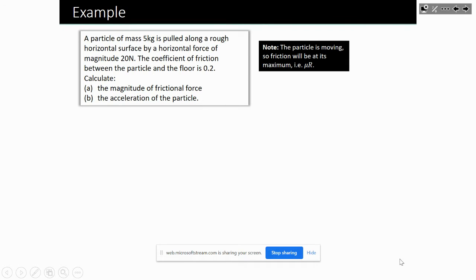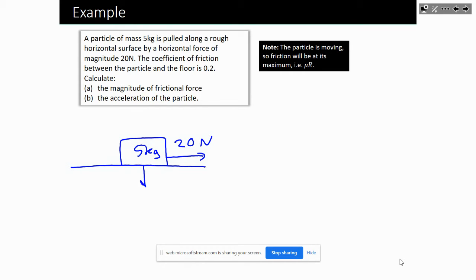So a particle of mass 5 kilograms is pulled along a rough horizontal surface by a horizontal force of 20 newtons. So let's draw our diagram. So there's our rough surface. We have a particle of mass 5 kilograms. It's being pulled along a rough horizontal surface by a horizontal force of magnitude 20 newtons. The coefficient of friction between the particle and the floor is 0.2.